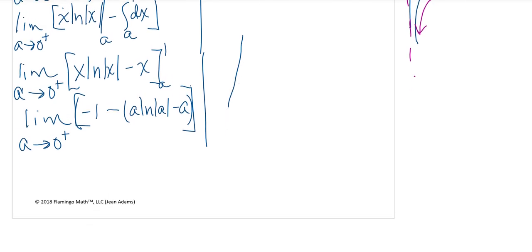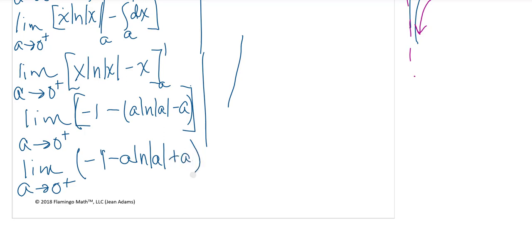So from there, this becomes the limit as a approaches 0 from the right of negative 1, hate that that splits just like that, minus a ln of a, and then we're going to have a plus a here. And when we substitute 0 in, we have our negative 1. This is going to go to 0. And this is also 0, so we get negative 1.